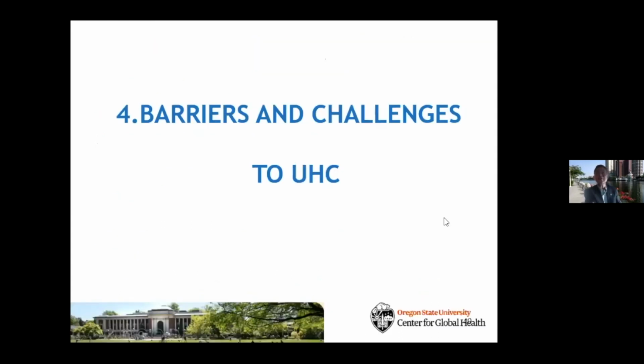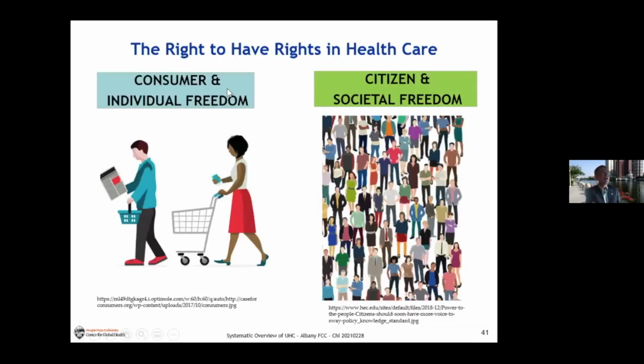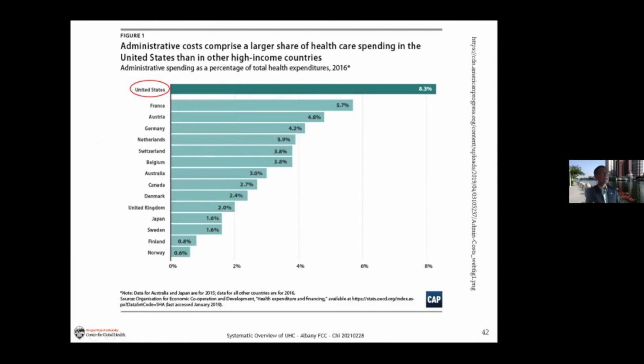So for the last section, let's look at some barriers. We have this debate about the consumer. Are we treating individuals in healthcare as consumers or citizens? As consumers, we emphasize individual freedom. As citizens, we emphasize societal freedom. And I'm going to show some comparisons. This is the administrative cost across high-income countries. The US has the highest administrative cost.